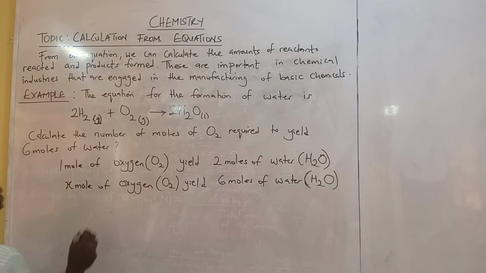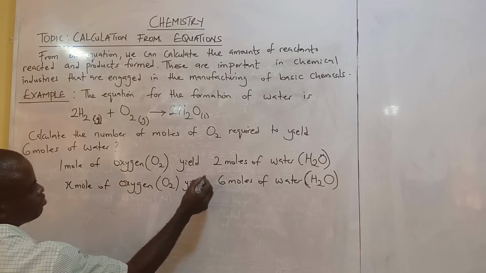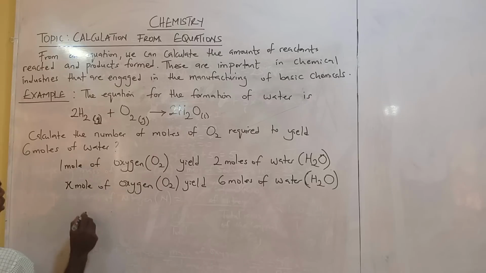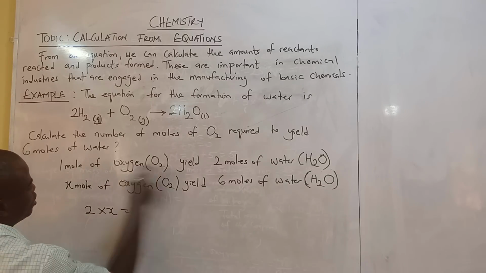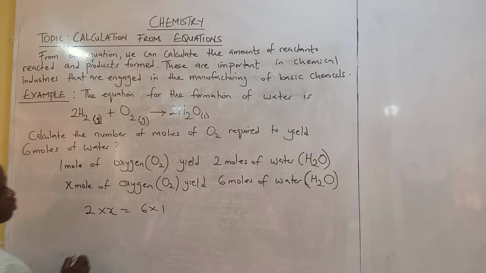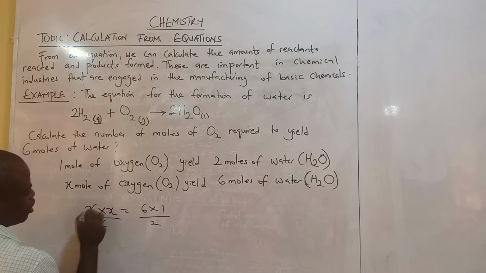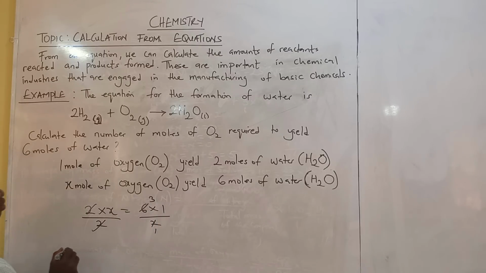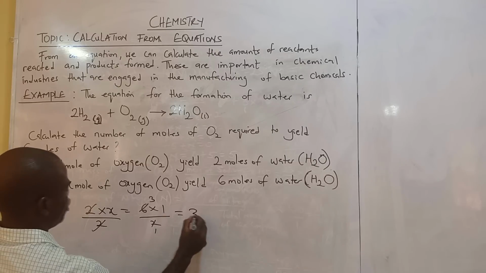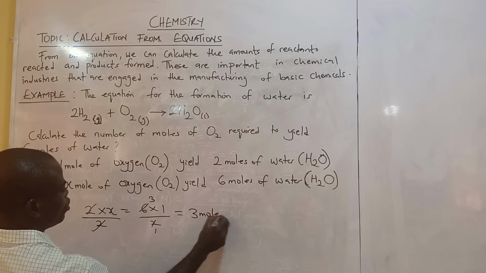Let's now see. We cross it. That's x, 2 times x. We cross it like this: 2 times x equals 6 times 1. Divide both sides by 2. 2 cancels 2. 2 here is 1, 6 divided by 2 here is 3. That's 3 molecules. X equals 3 moles.